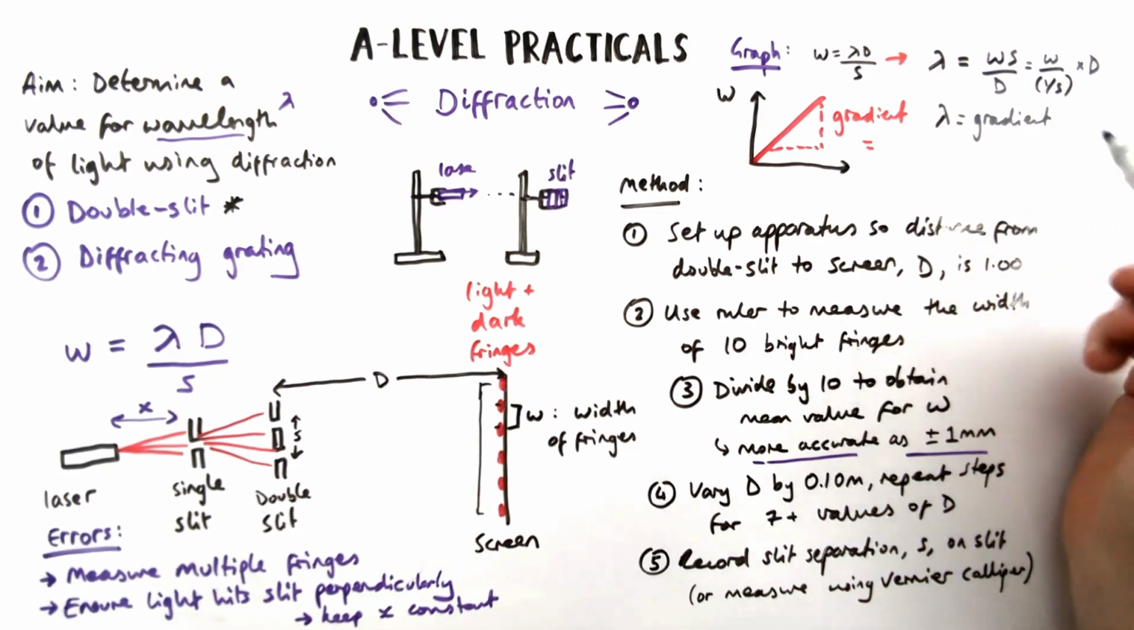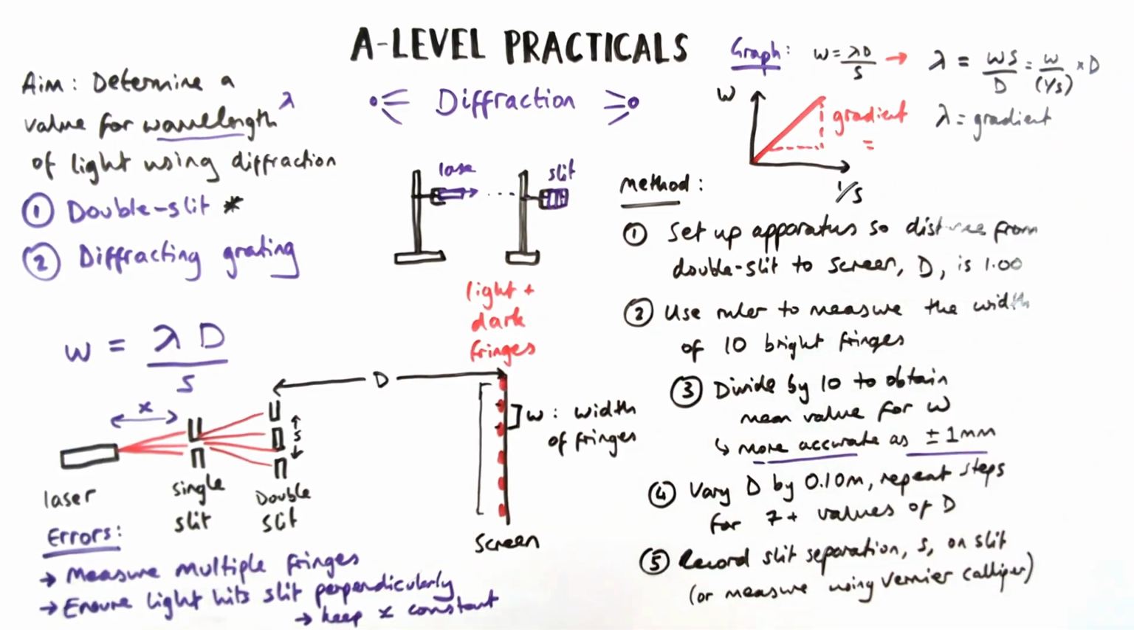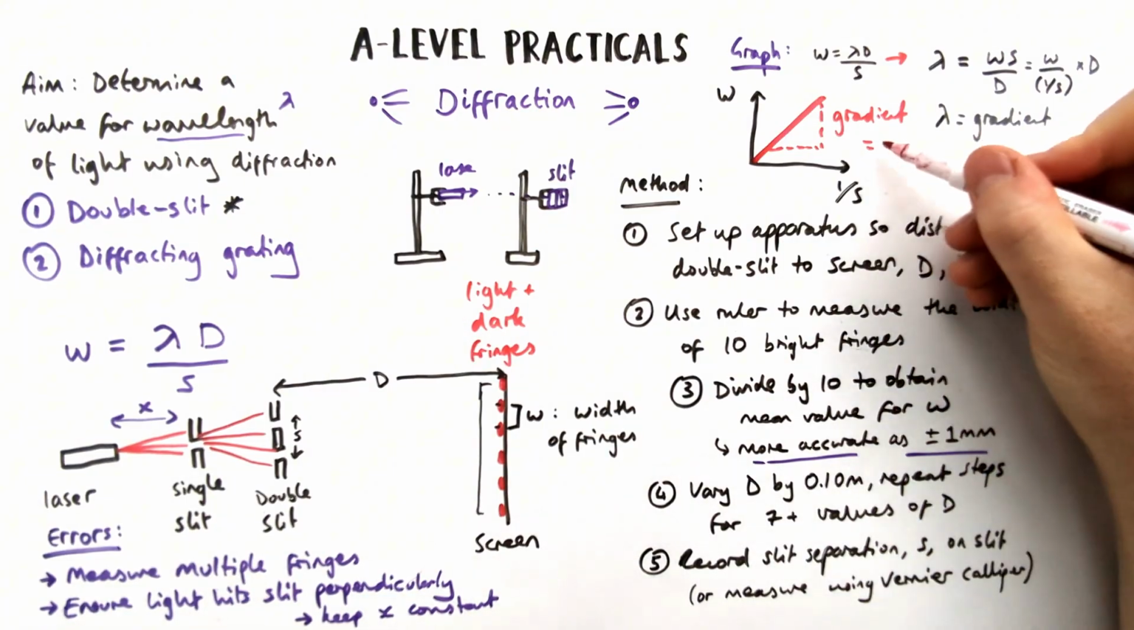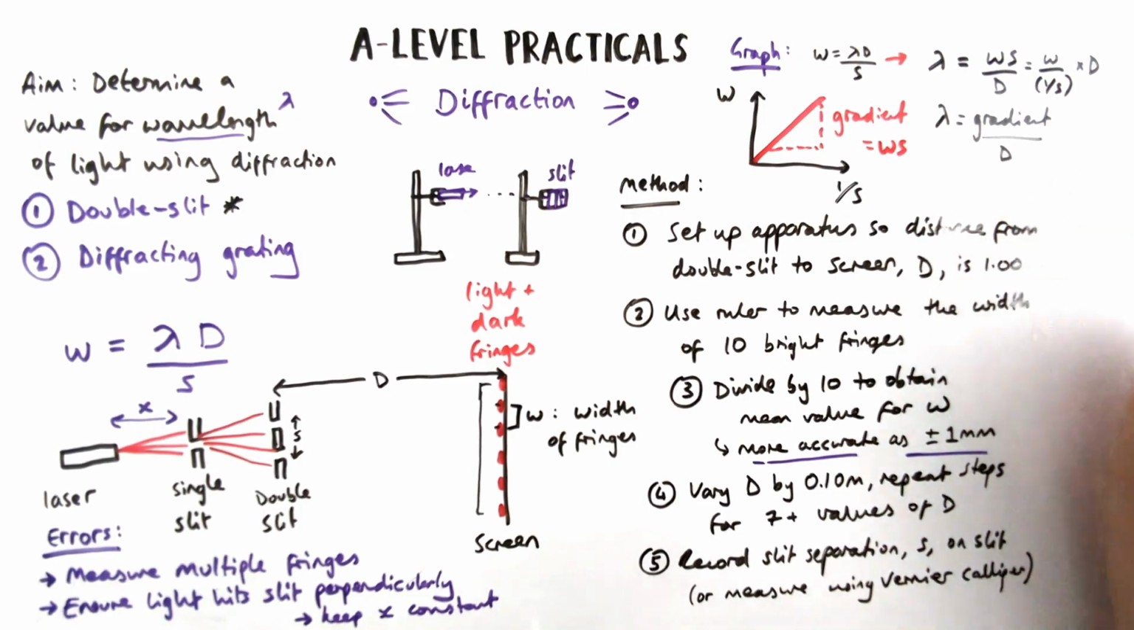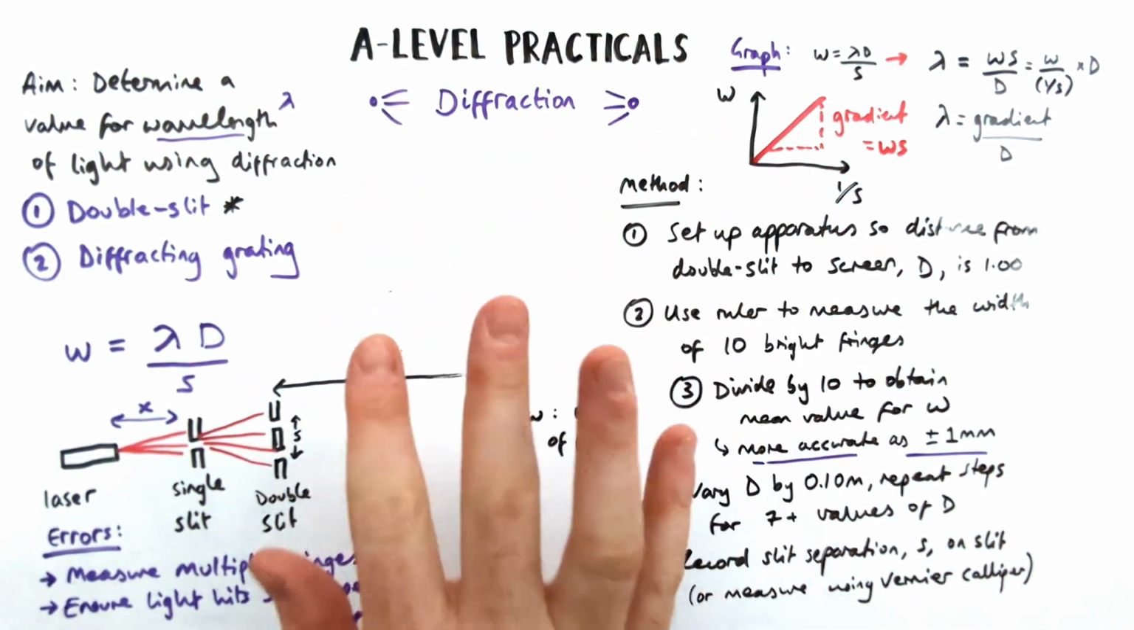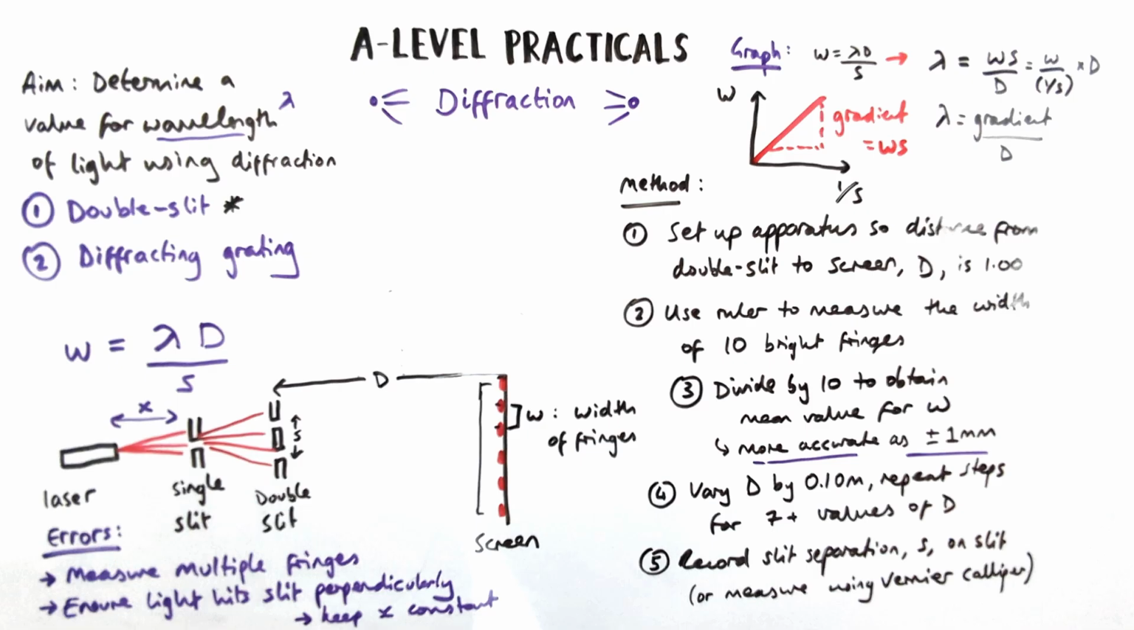Now, W over 1 over S is the same thing as WS. So therefore, our gradient is going to be equal to the width of the fringes times the slit separation. From our equation from earlier, we can then rewrite that to say if we wanted to find our value for wavelength, we need to do W over 1 over S. That gives us WS. And we need to then divide by D, which is going to be the distance between the double slit and the screen, which is constant.